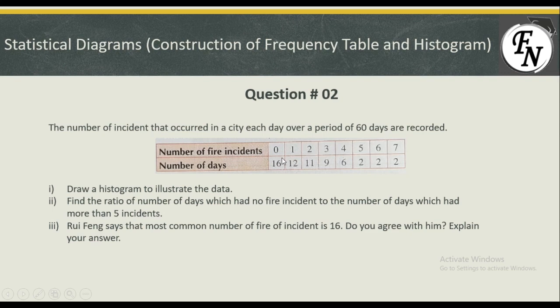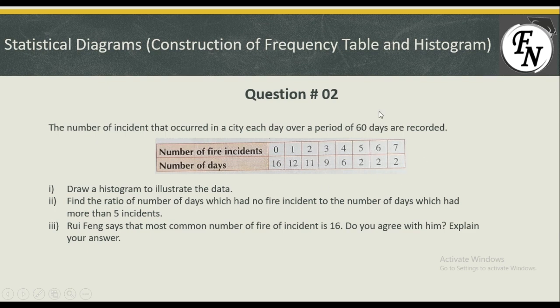How I am telling that is that the continuation of numbers shows that this is the x, and this variation in the numbers 16, 12, 11, 9, 6, 2 seems to be the frequency, as the number of days will vary with the number of incidents. So it might be 4 days where there should be no incident, or 1 day where there are many incidents. So we can write that in the table.